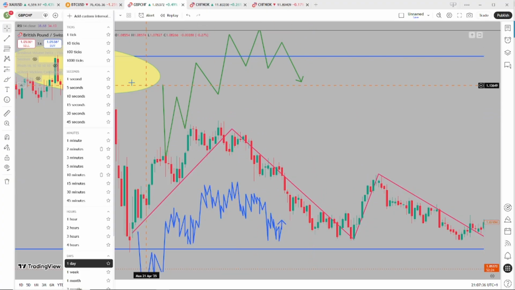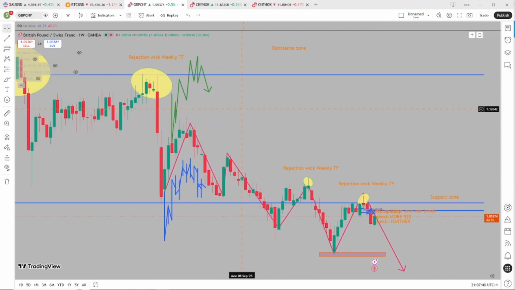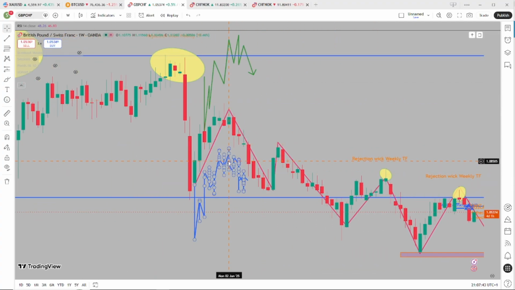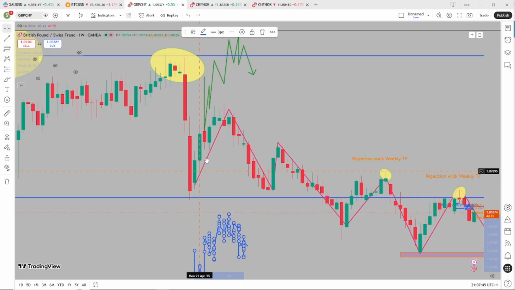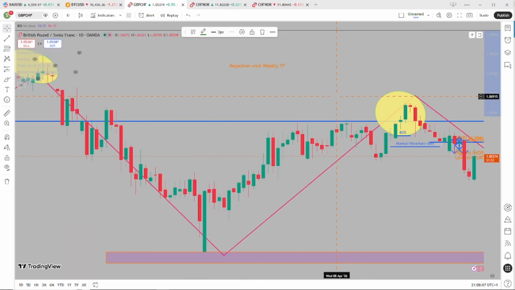So let me just show you the weekly again. As you can see, for the weekly, it comes up, comes down, comes up, comes down, makes a high, makes a low. This is continuing, this is correcting, this is continuing, this is correcting, this is continuing, and then we put this on here, and we jump down to the daily.